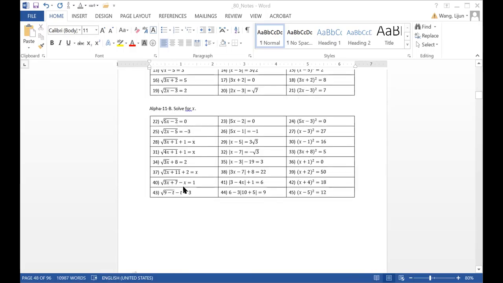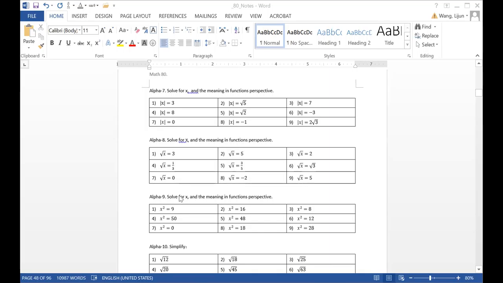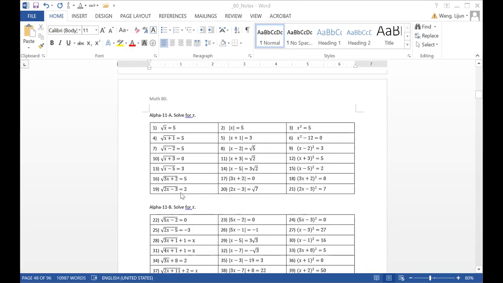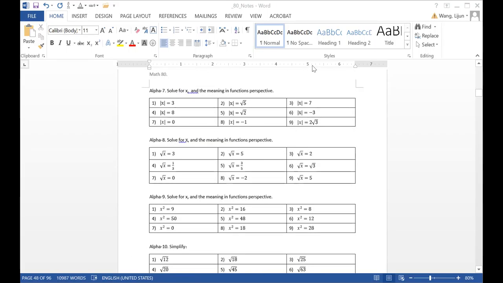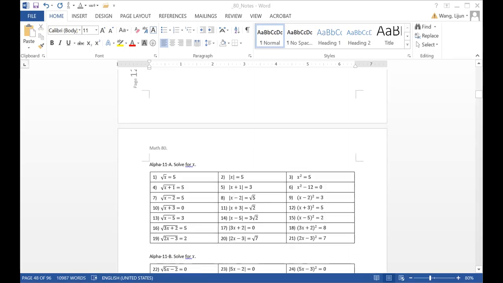Three types of equations. The three types of equations, the basic types are alpha 7, 8, 9. The three basic types blossomed into 11A. Okay, now three basic types blossomed into this guy. Three types. All right, do you guys see that connection? Right? And the inequalities and so on and so forth.